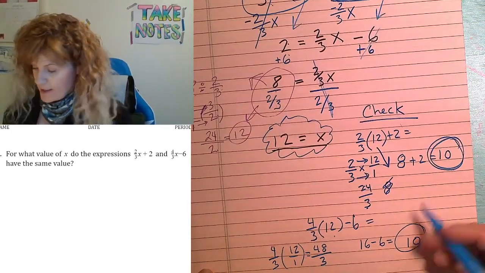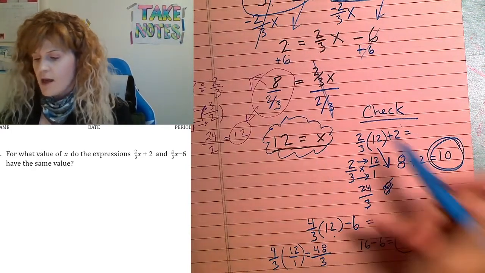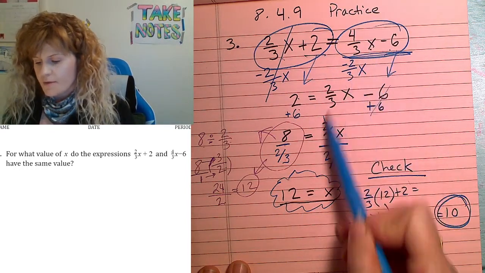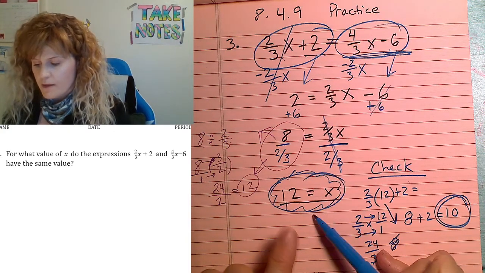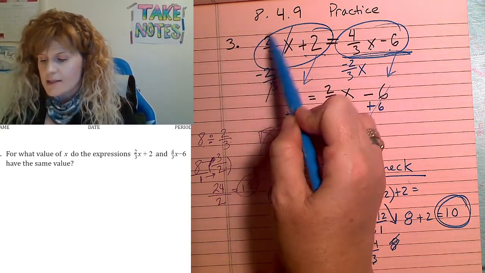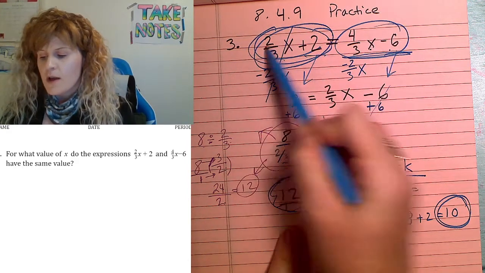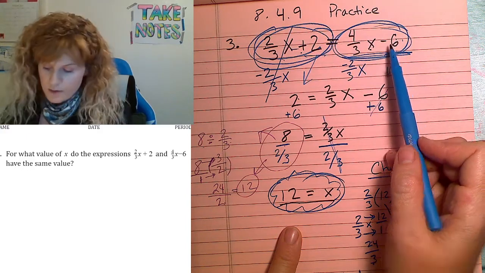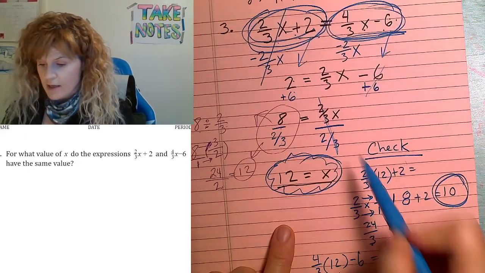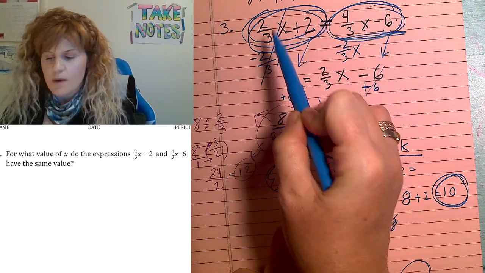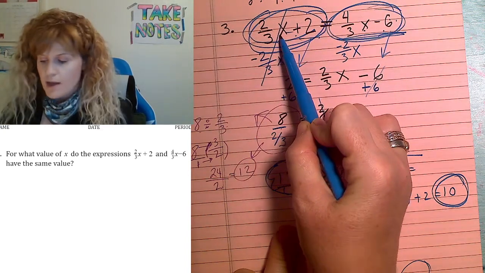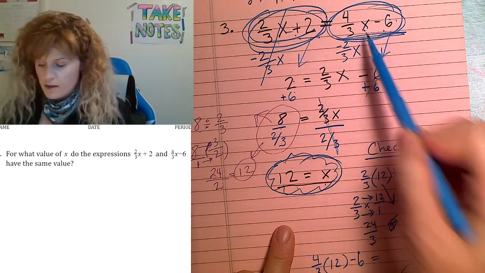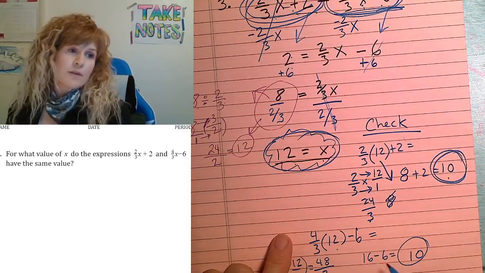So let me summarize what I did and how I know that this is correct. I put both expressions equal to each other, and I solved for x. I got x equals 12. If that's right, then I can substitute x equals 12 into either of these expressions, and they're going to have the same value. So I checked my work and I did that. I substituted x equals 12 into the left-hand side, and I got 10. I substituted x equals 12 into the right-hand side, and I got 10. So I did the work correctly.